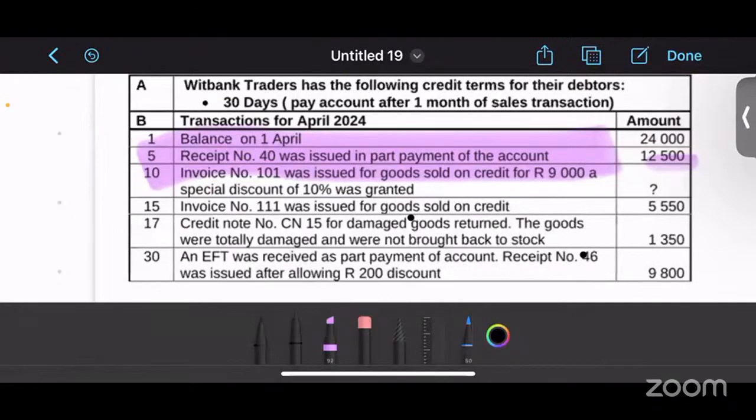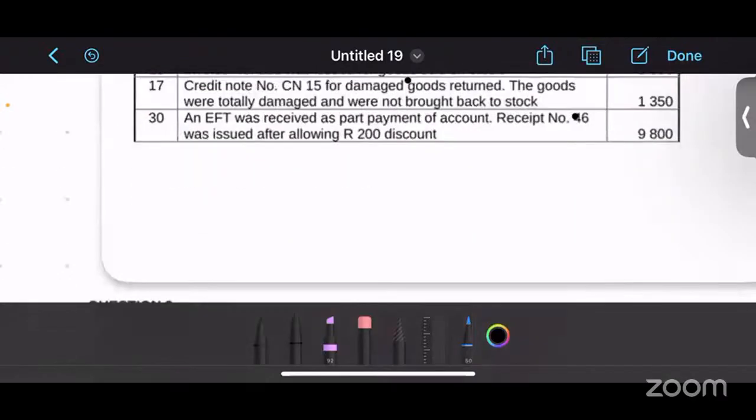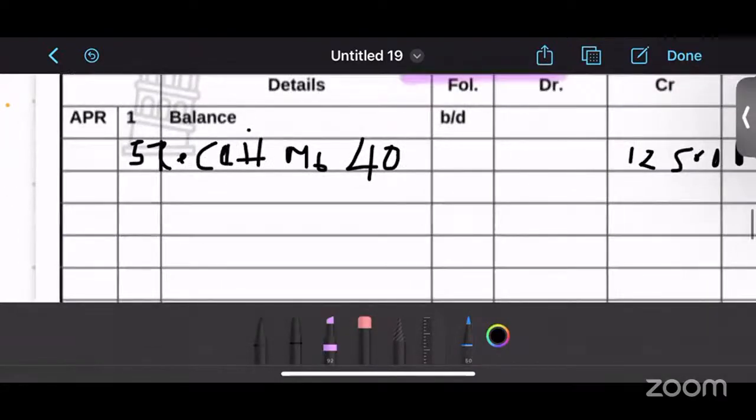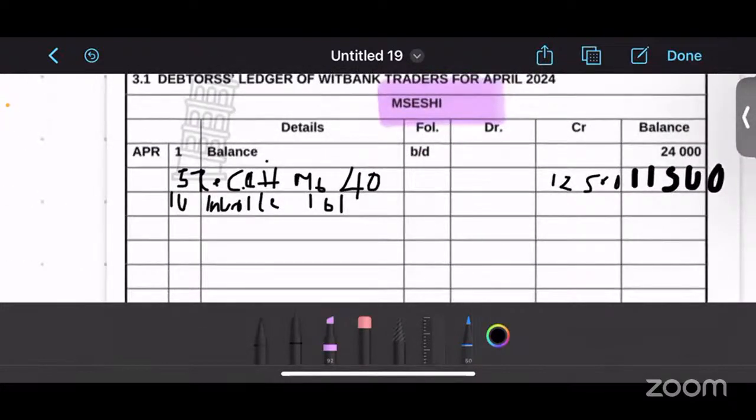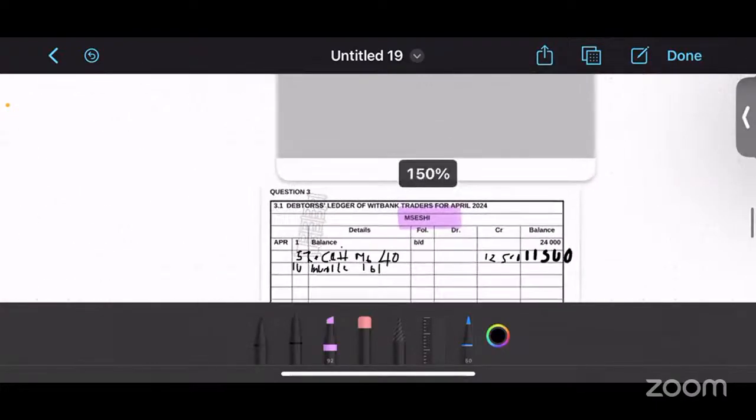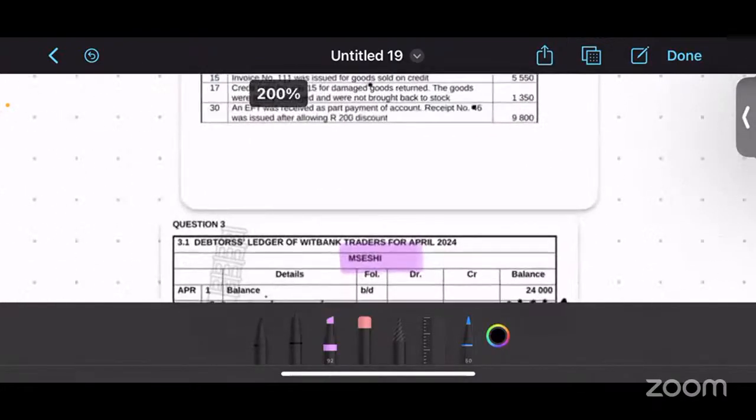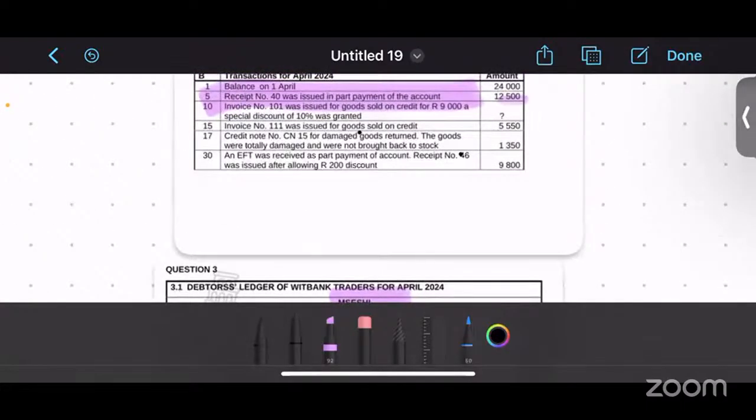How are we going to do this? On the details, you are going to write invoice number 101, and then you're going to debit it. And then on the debit side, you're going to write 9,000. On the debit, we're going to do what? You're going to write 9,000. And what else?